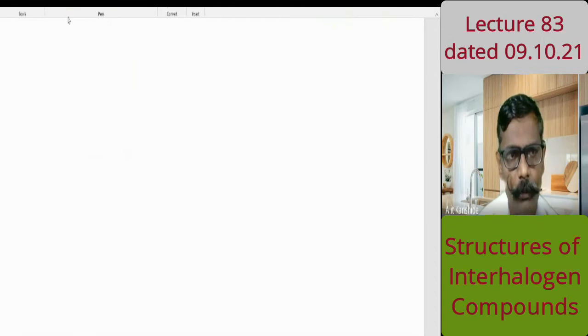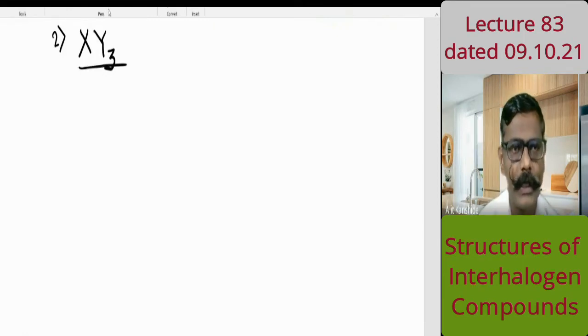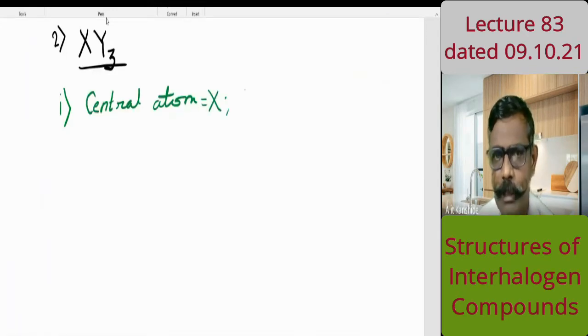And what is the second type? X central halogen, Y peripheral halogen, and how many are there? Three. Our points are the same. The first point, what's the first point? Central atom. What is it? X.